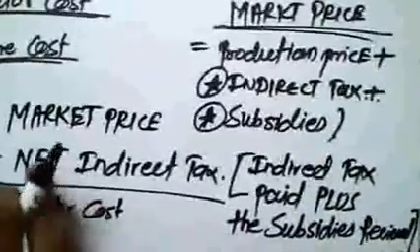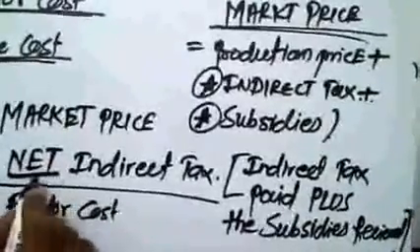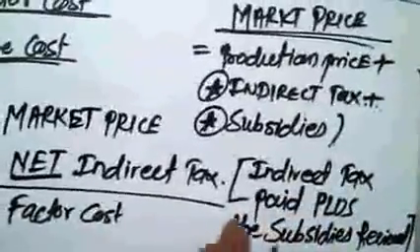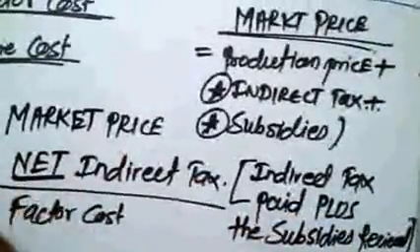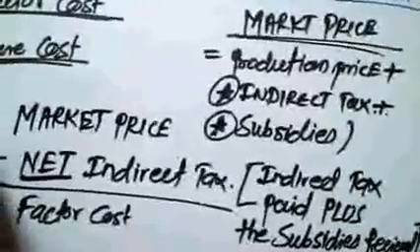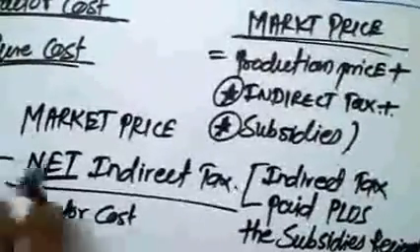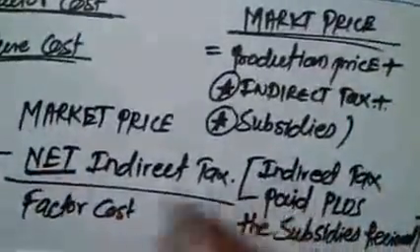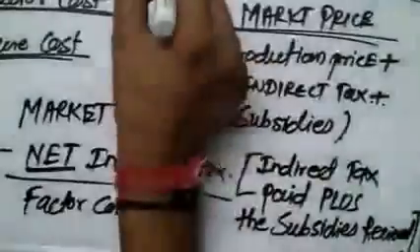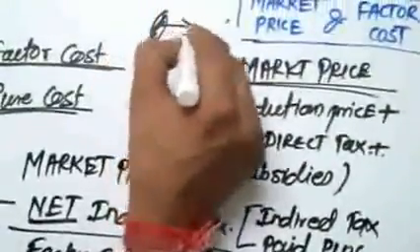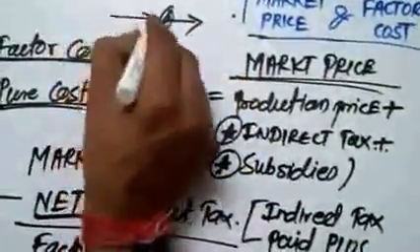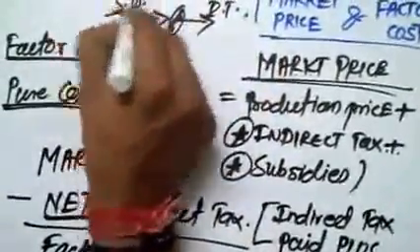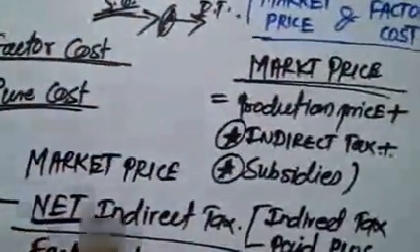Clear? What does net mean? Net means indirect taxes plus the subsidies. Remember the first calculation: we minus the indirect taxes and plus the subsidies. So net here means combinedly both the indirect taxes paid on the goods, suppose this is a good, so indirect taxes paid plus the subsidies received. Clear? Thank you.